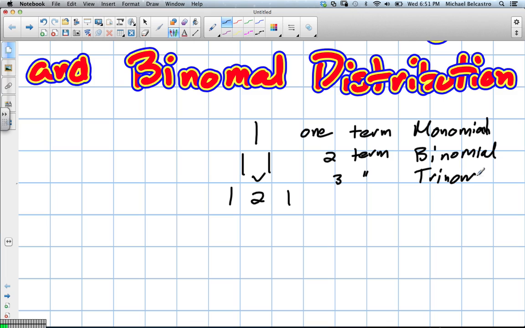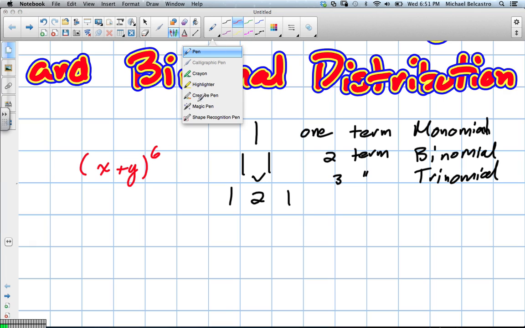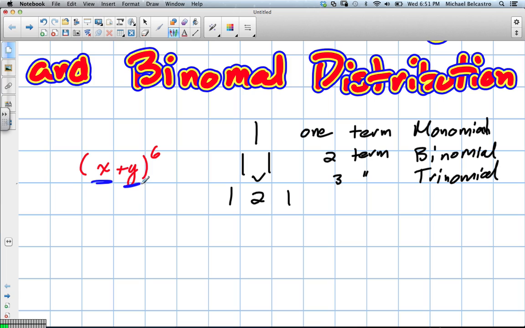Well, this will continue all the way down. Now, in our question, they've given us the value of x plus y to the power of 6. How many terms are technically in this right now? 2. And that puts us at the second level. That would be a binomial, in other words, binomial distribution. If we'd done it as a monomial, it would change things, and if it had been a trinomial, it would have changed things even more.